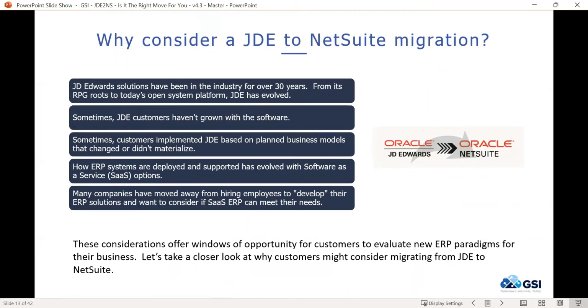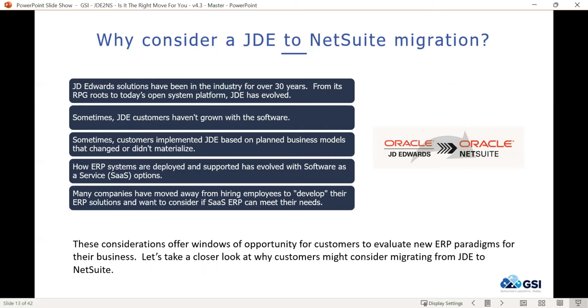and why a JD Edwards customer would go to the extent of saying, hey, I've got an ERP system in place, maybe it's been here for a long, long time, should I consider something else? Well, these are some themes that we've encountered with our customers that we've helped make this move.